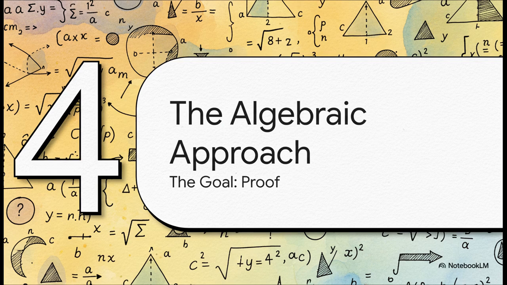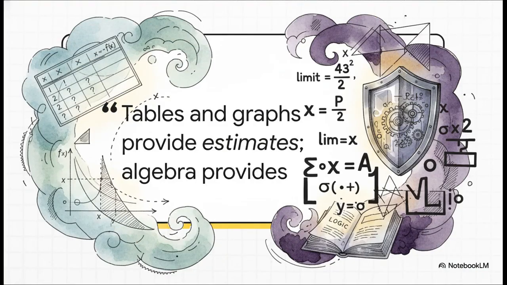But to be 100% mathematically certain, we need our third and most powerful tool, algebra. And this is the crucial point. Looking at a table of numbers or a graph, that gives you a really good guess, an estimate. But algebra gives you the cold, hard proof. It's the tool that erases all doubt.